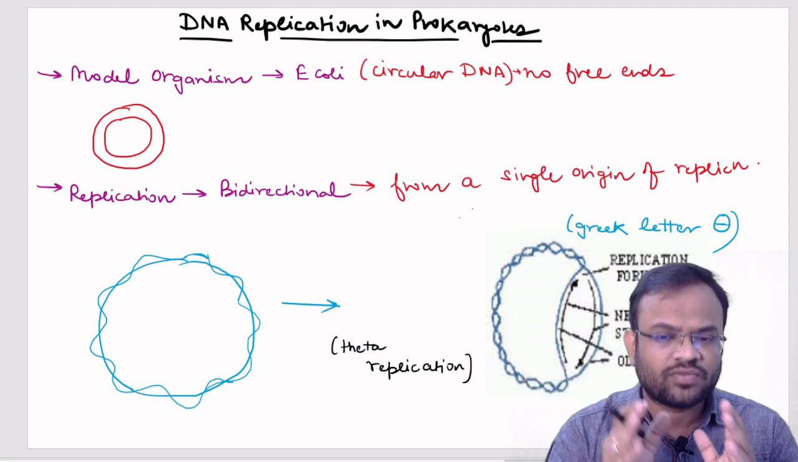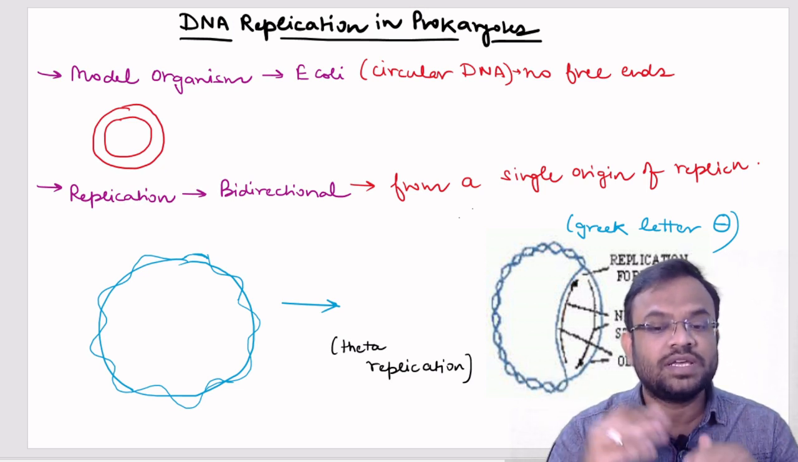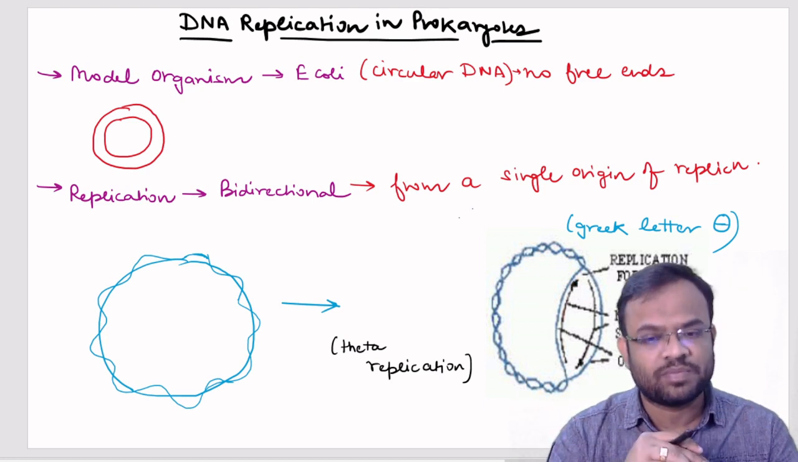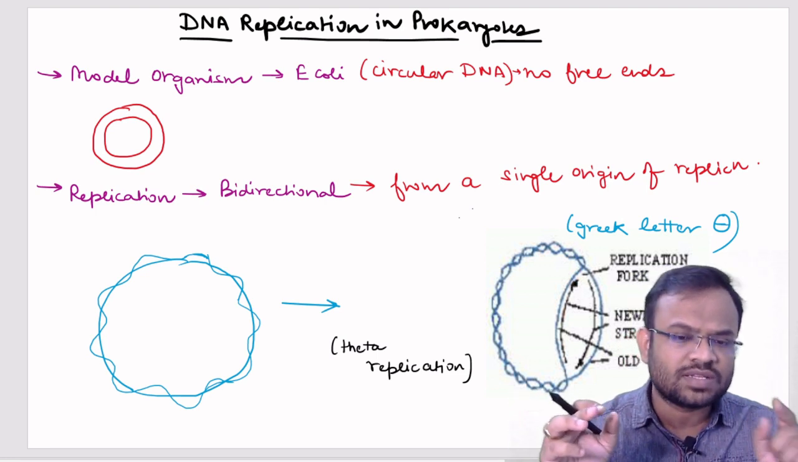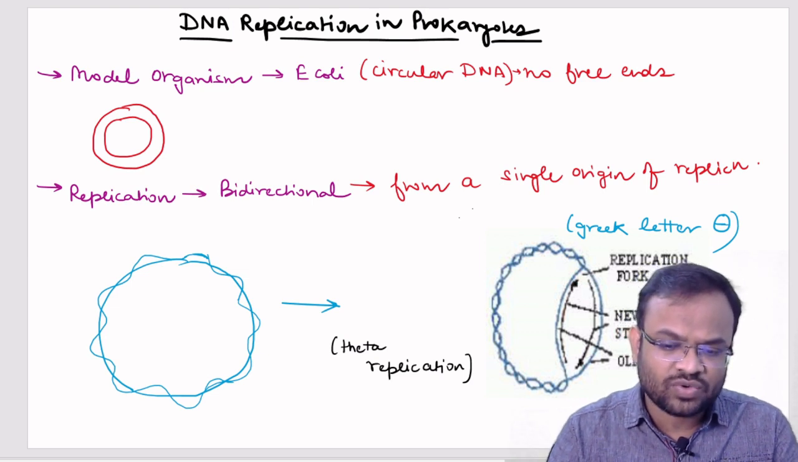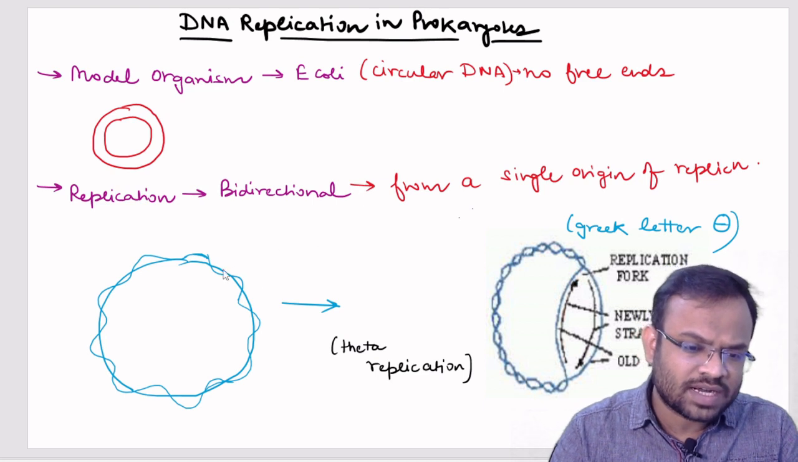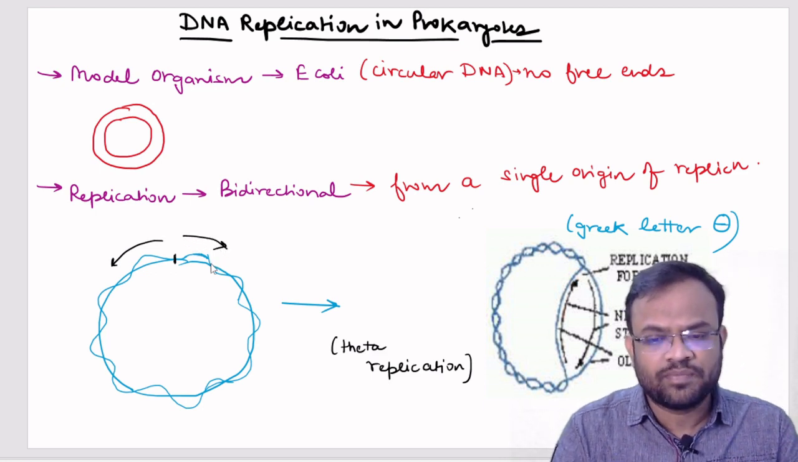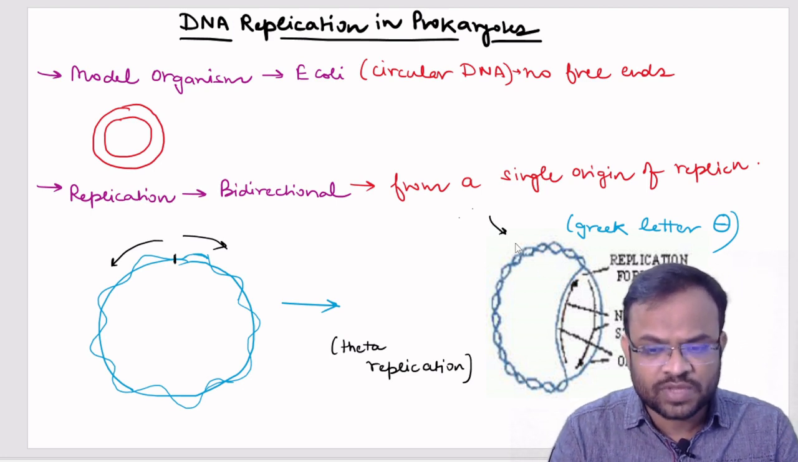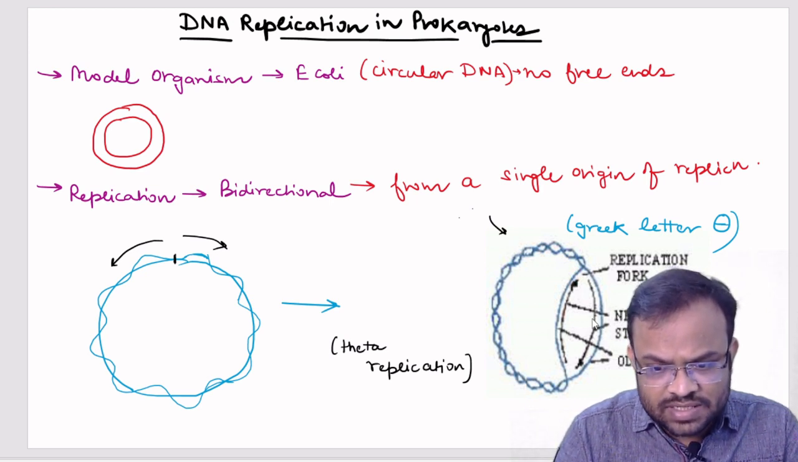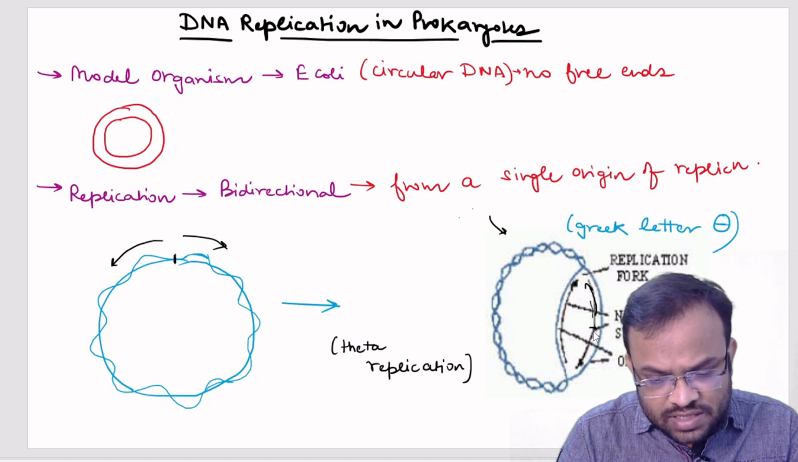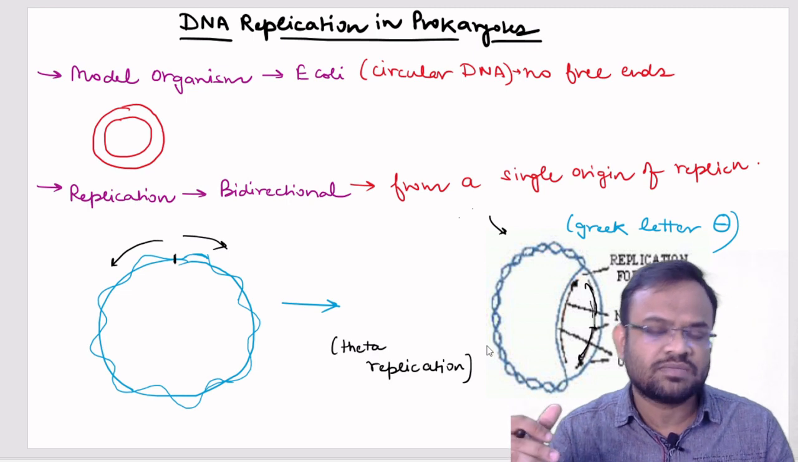The point from which the replication starts is called the origin of replication. In prokaryotes there is only one origin of replication, which means the replication has to start from one single point. For example, in this figure, suppose the replication is starting from this particular point, moving in this direction, and also in this direction. In this photograph also, you can see that the replication is taking place in both directions. This is called bidirectional replication.